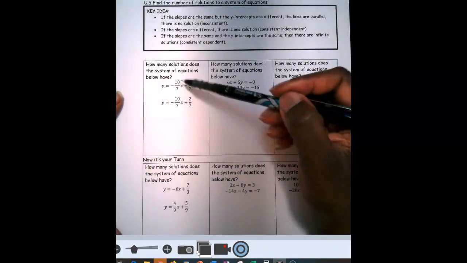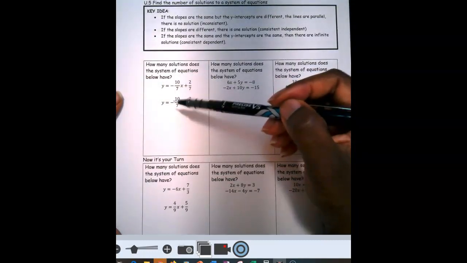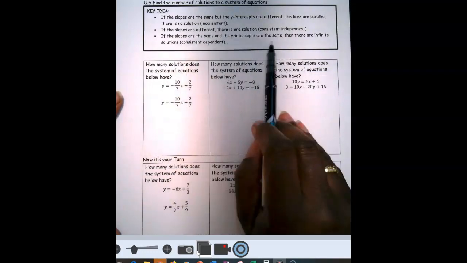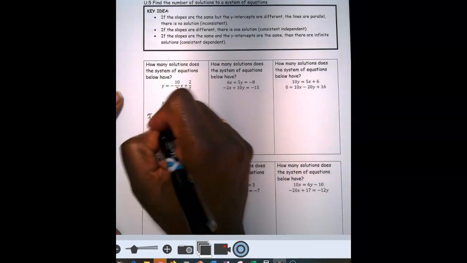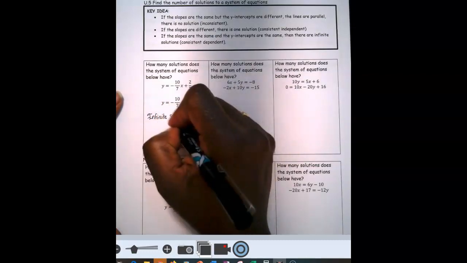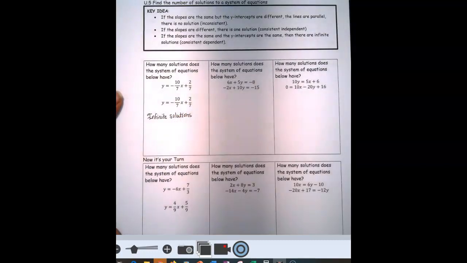Well, first of all, let's take a look at the slope. Is the slope the same? Yes. Is the y-intercept the same? Yes. So if the slopes are the same and the y-intercepts are the same, then we know there are infinite solutions. Now, let's look at the next one.